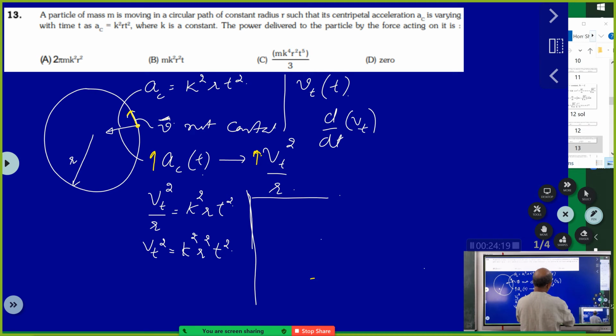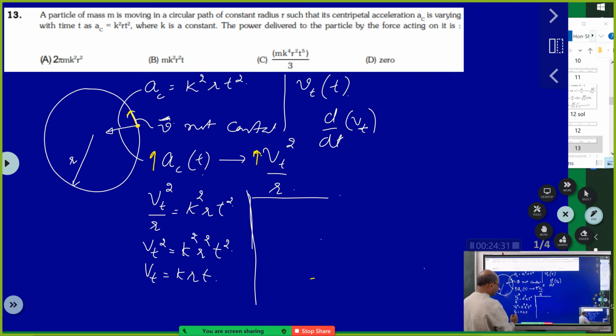you can simply take the root on both sides. All are square terms. You get Vt is equal to kRt, and if you differentiate Vt, then straight away you will get kr. So At is equal to kr.